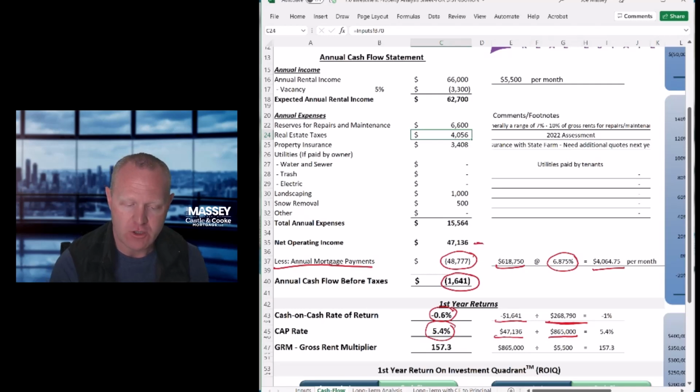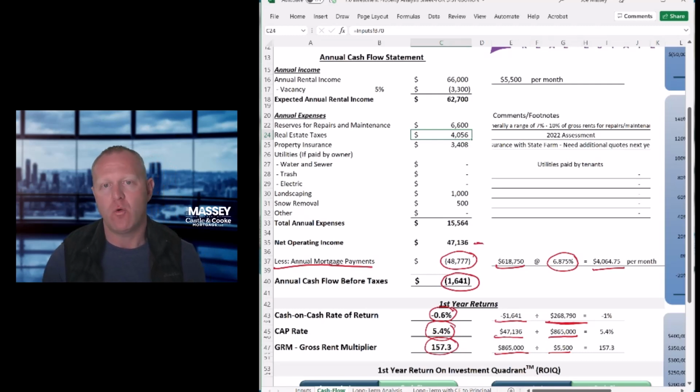And then one of my favorite numbers to look at is gross rent multiplier. So you take that value divided by the monthly rent, and that gives you a gross rent multiplier of 157.3. Now, for a number of years, the gold standard of gross rent multiplier was 100, meaning if you had a property that cost $865,000 and you could rent it for $8,650 a month, that is a home run deal. Those deals are very few and far between, very difficult to come by in the Denver market. Really what I like to see is anything between a 135 to 160 oftentimes makes sense.